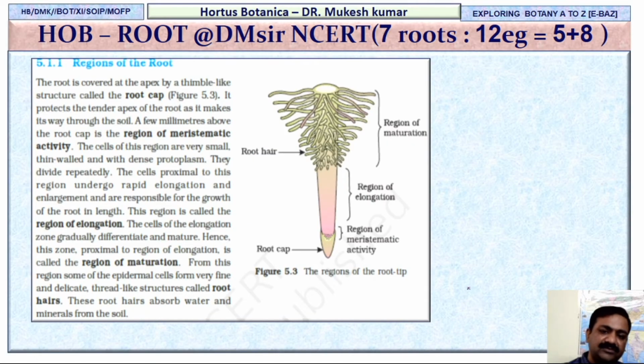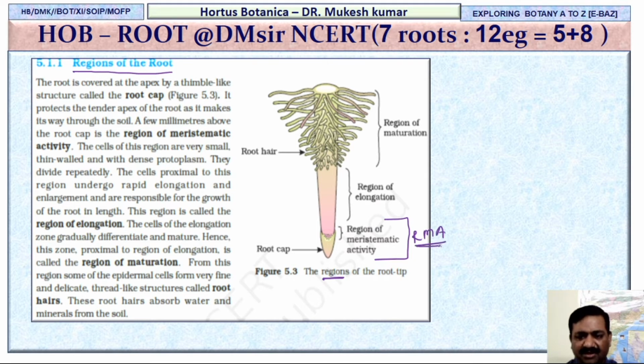Now come. Just know about the regions of the root. Yes, this is very interesting, this is the structure of root showing different regions. So at the region of this, remember, region of meristematic activity. It has very soft and delicate tip which is being protected by a special structure that is called root cap. Yes, see, the root is covered at apex, that is the root tip or root apex, by a thimble-like structure, that is a cap-like structure called root cap.